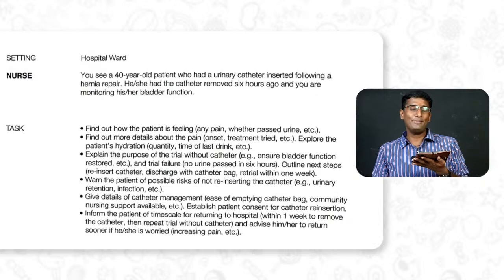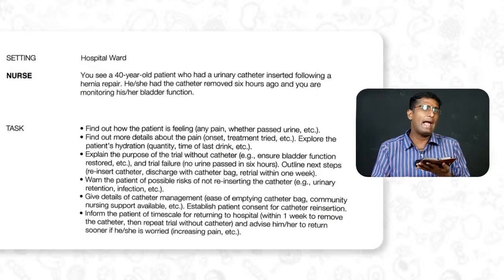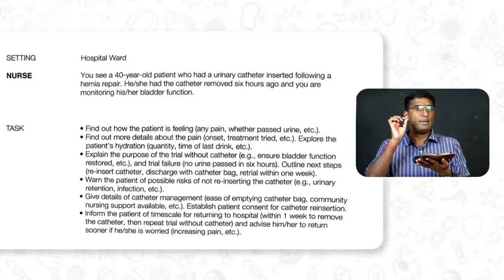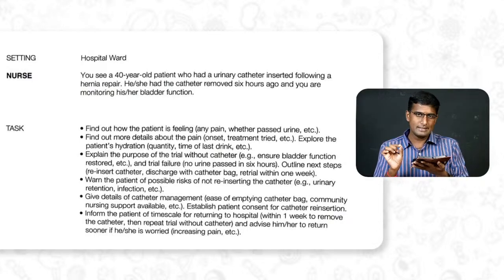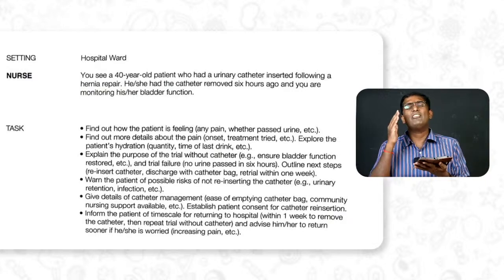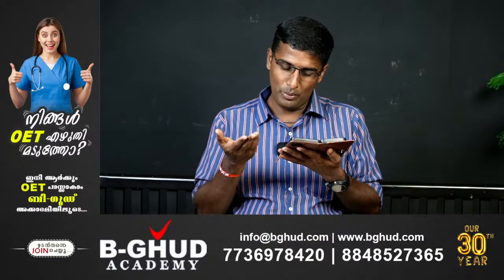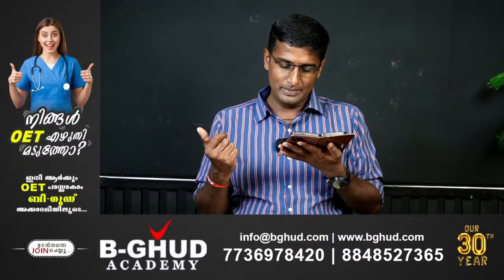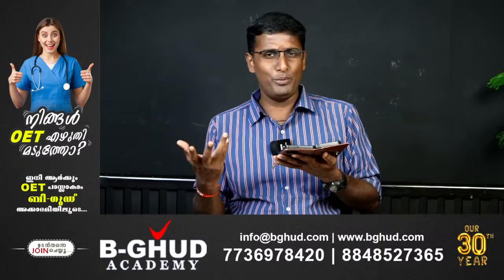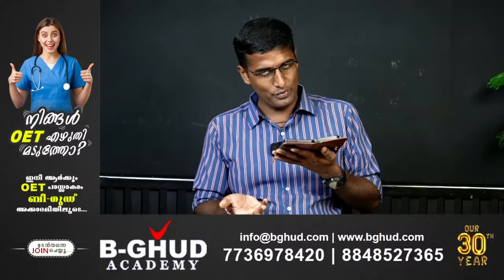Explain the purpose of the trial without catheter. Why have we planned this trial? We need to explain that it is to ensure the bladder function is restored. We need to see whether, after this hernia repair surgery, the patient has restored their bladder function. To assess that, we are doing this trial. Unfortunately, the trial is a failure because no urine was passed for the past 6 hours. Outline the next step. The patient would be very anxious.